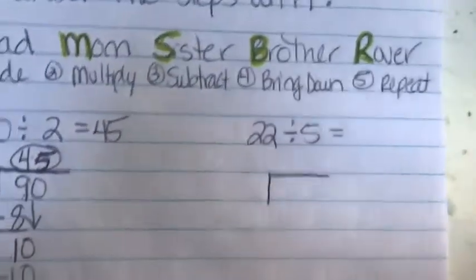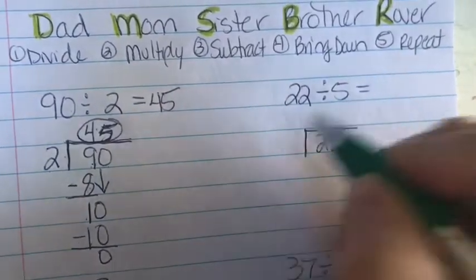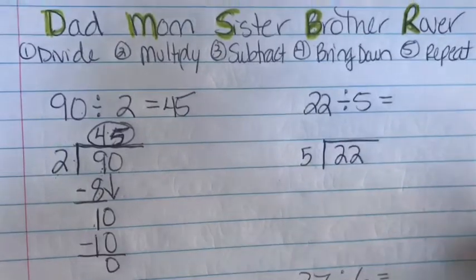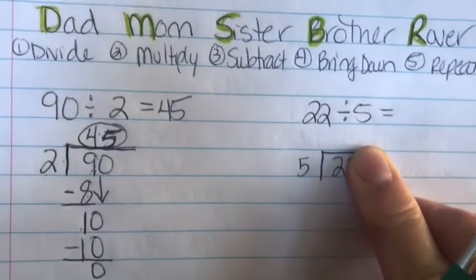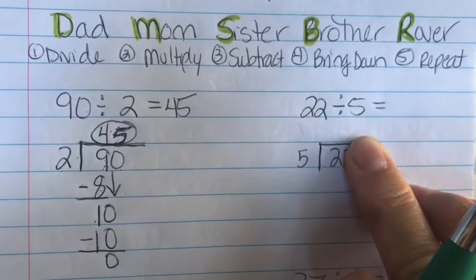Okay, this time the problem is 22 divided by 5. So I'm going to put my 22 inside here, my 5 on the outside. Biggest number goes in the L bracket. Okay, so I cover this up and I say to myself, can 5 fit into 2? No, we can't divide 2 into n groups of 5. That's silly, it doesn't work.